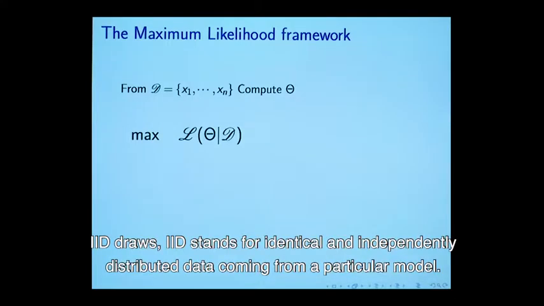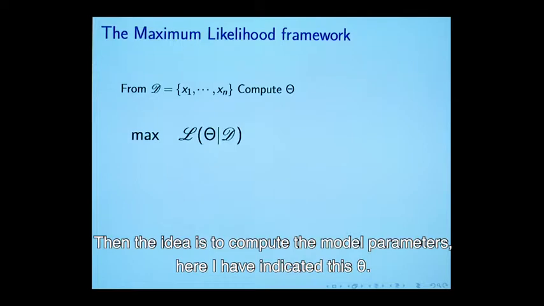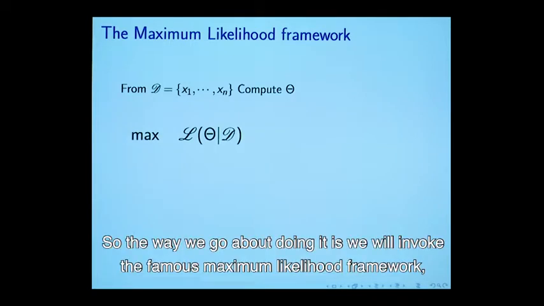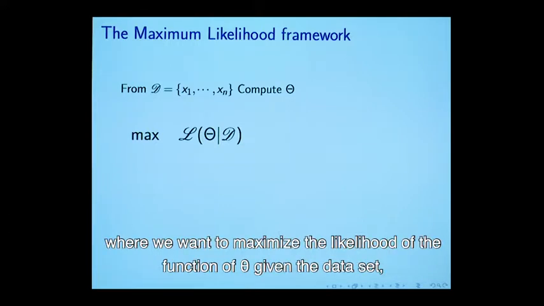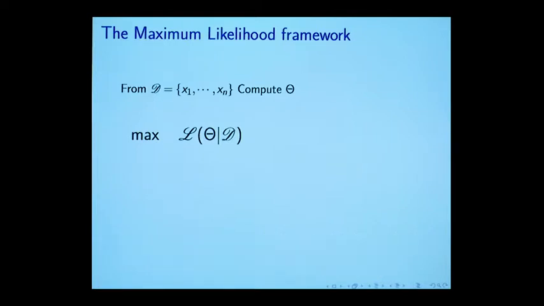IID stands for identical and independently distributed data coming from a particular model. Then the idea is to compute the model parameters. Here I have indicated this theta. So the way we go about doing it is we will invoke the famous maximum likelihood framework, where we want to maximize the likelihood as a function of theta given the data set.